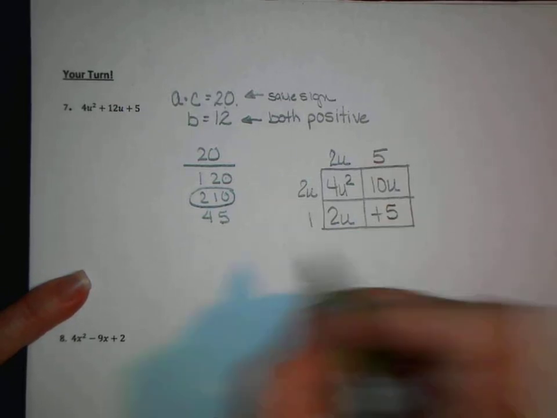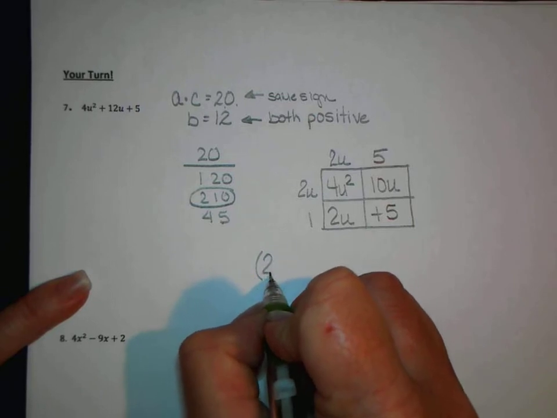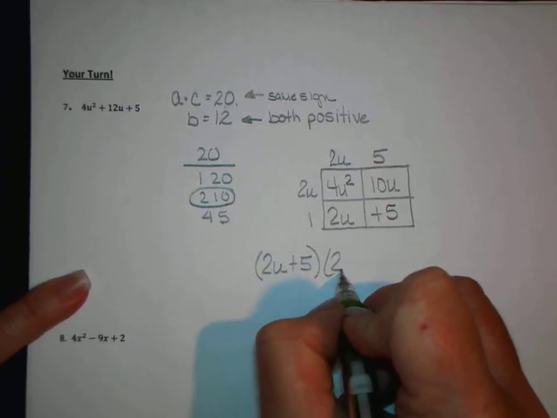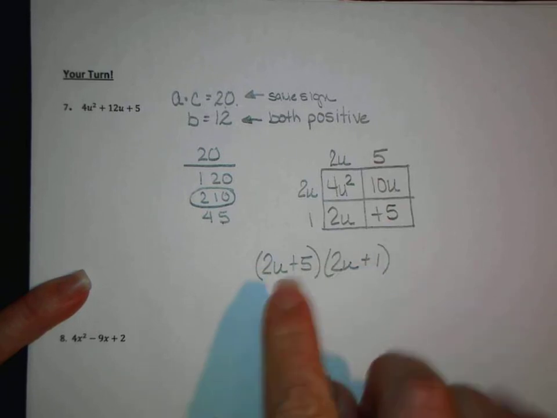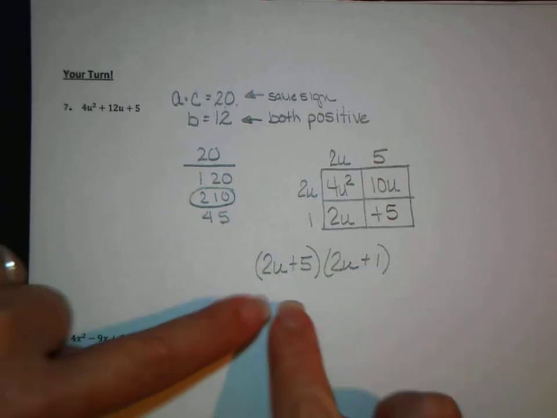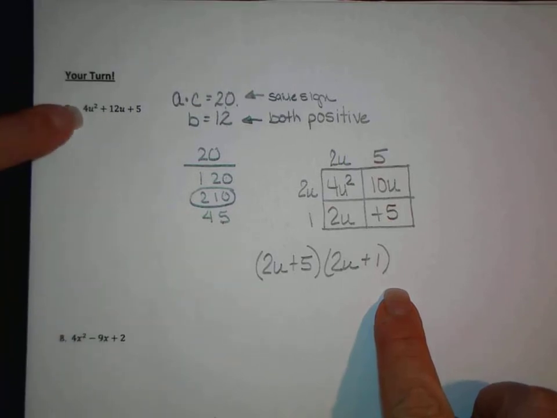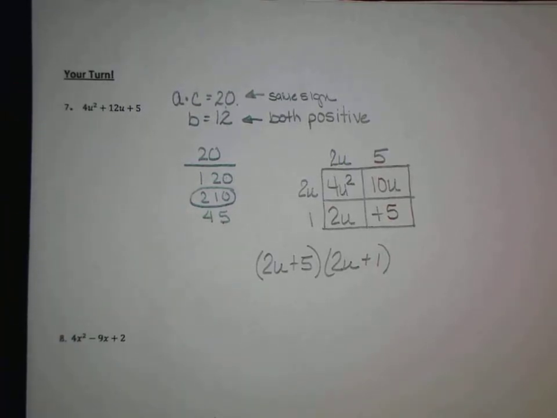So the solution to this equation is 2U plus 5 times 2U plus 1. Now keep in mind, you could always check your answers here by foiling it using the box method that I talked about the other day on the lecture and make sure it results back in that. Okay, go ahead and do number 8. This is our last one. Pause and hit play when you're ready.